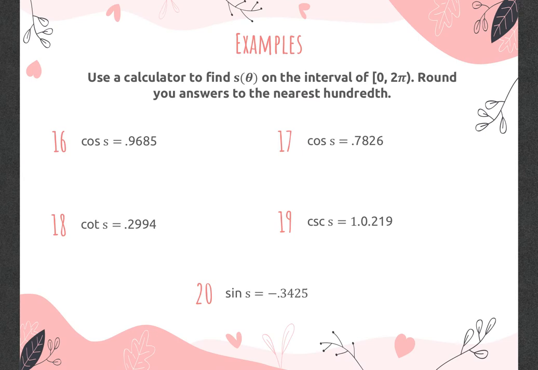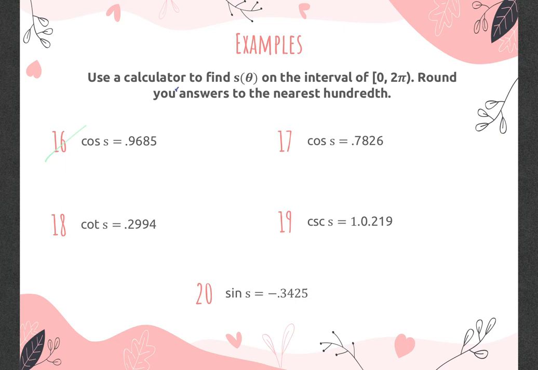So this one, we did 16, right? We said it said use a calculator to find theta on the interval of 0 to 2 pi. Round your answers to the nearest hundredth. And again, these are in radians, so the mode on your calculator should be in radians. Mine still is, yeah.